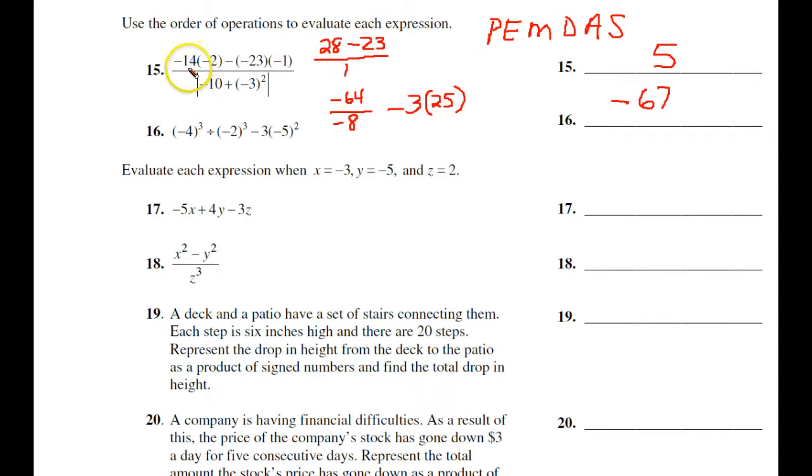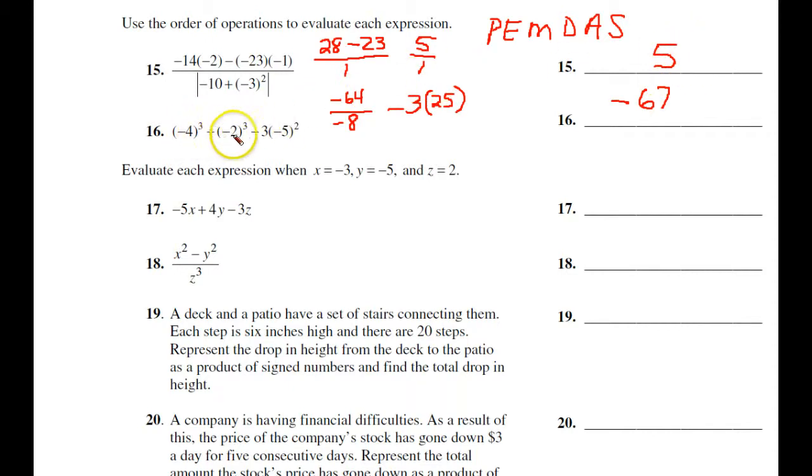Okay, looking these over, we have here negative times a negative will be a positive 28. Now we have to do this. This becomes a positive 23. Then we apply the negative, negative 23. Then this is a positive 9. Minus 10 is a negative 1. But the absolute value of negative 1 is 1. So we do our subtraction. We end up with 5 over 1. And that gives us a 5.